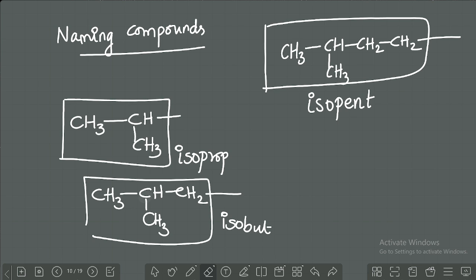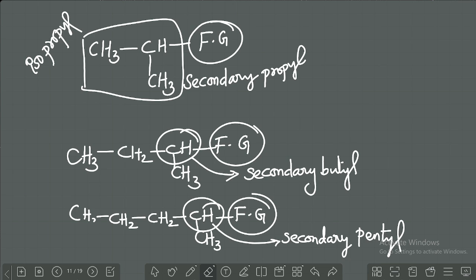Here two methyl groups bonded with same carbon, iso. Total number of carbon 4, isobutyl. This one is iso to 5 carbon. And see, now the carbon which is directly bonded with functional group, that is alpha carbon. When alpha carbon is directly bonded with 2 carbon, then that carbon is said to be secondary, so that one is called secondary.